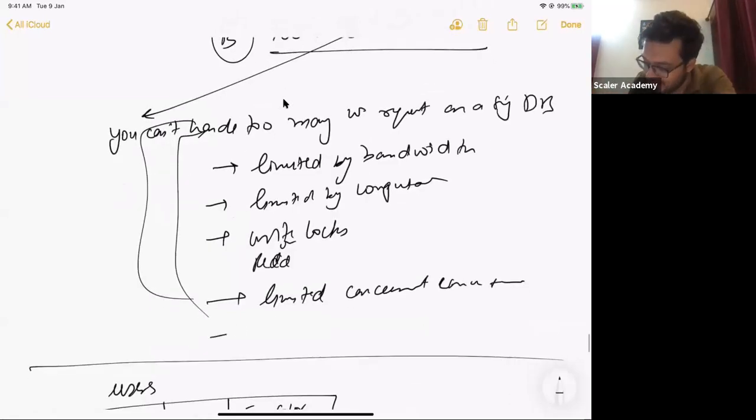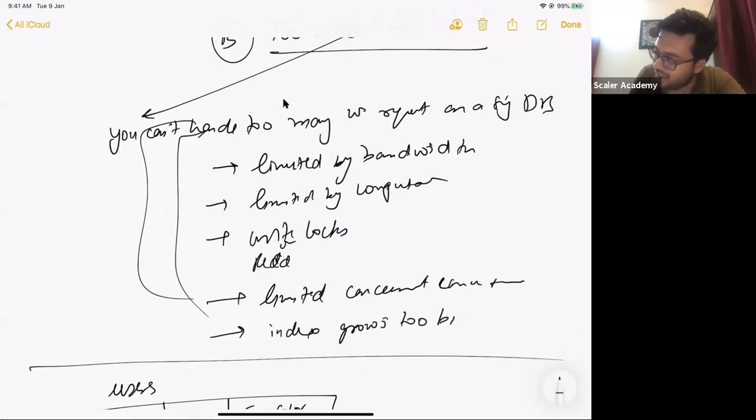One more thing here is sometimes what happens, the index that you are building grows too big. How many of you know what an index is? Everybody knows, right? Do you know what a primary index is? What secondary indexes are? Do you know the difference between primary and secondary indexes? We have not covered that already in the DBMS lecture?